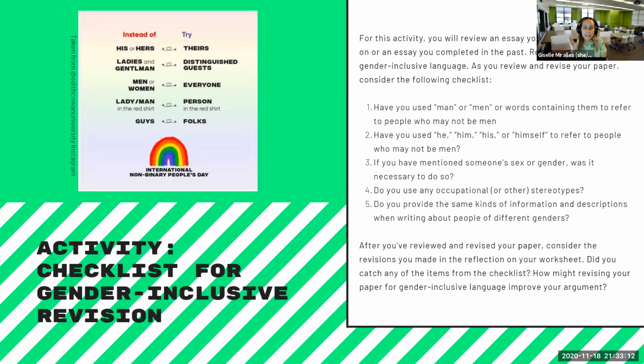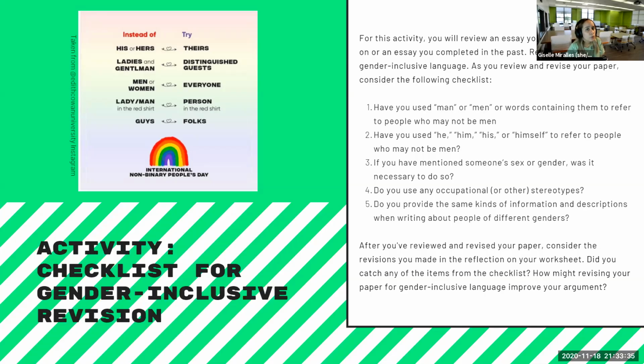So, this is the final activity for this workshop, and it's a checklist for gender inclusive revision. For this activity, you're going to review an essay you're currently working on or an essay you completed in the past. I want you to read over the paper for gender inclusive language. As you review and revise your paper, consider the following checklist.